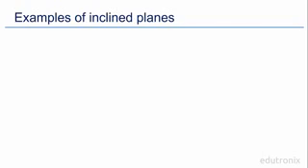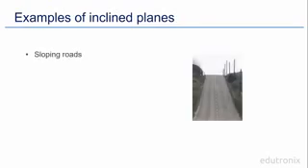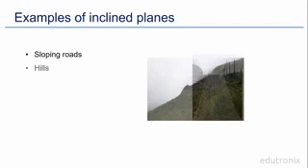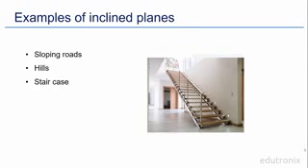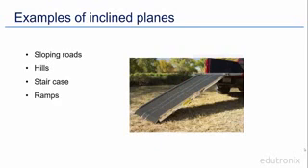Let's look at a few examples of inclined planes in our daily lives. A sloping road is a typical example of an inclined plane. A hill itself can also be an example of an inclined plane. Staircases in our homes also refer to inclined planes. We may also have ramps which help to move objects from the ground to a higher height, say a car, and many more.